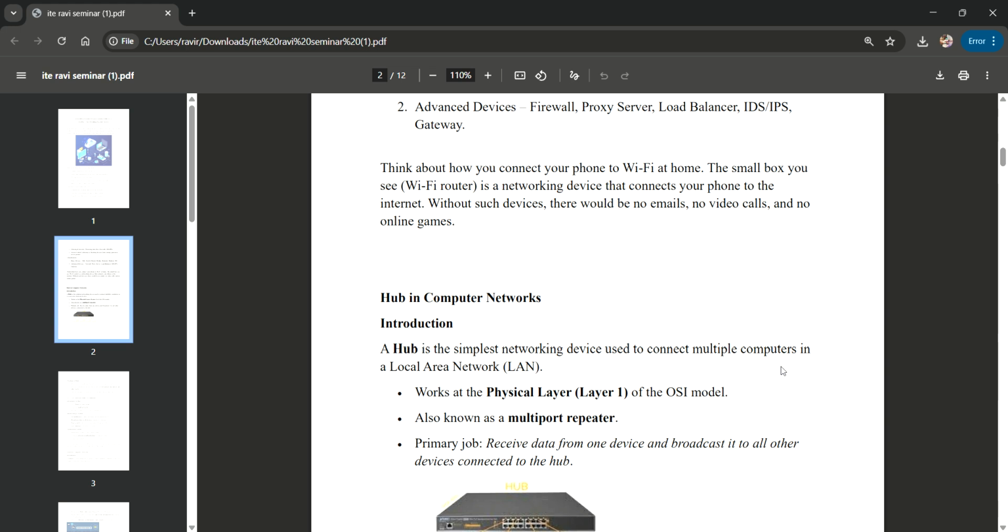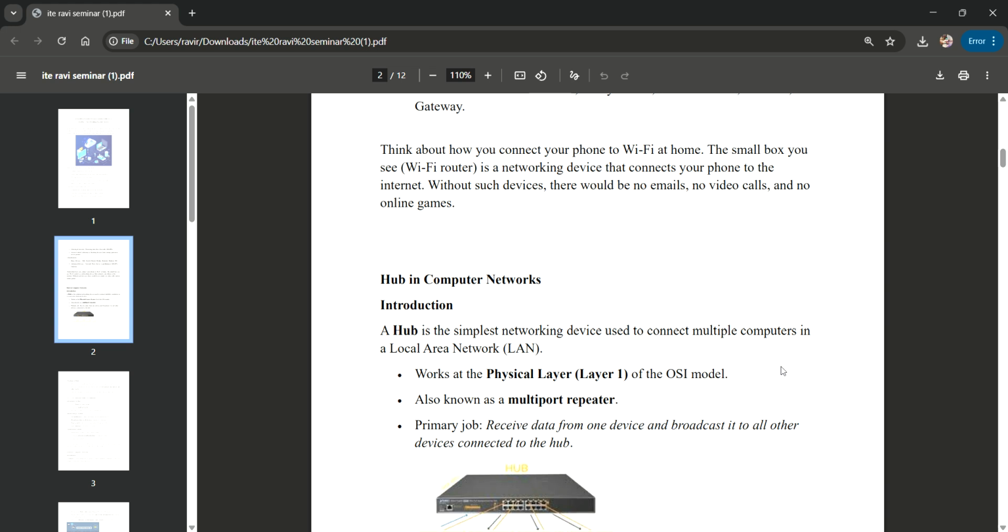Okay. So, coming to the hub in computer networks, a hub is the simplest networking device which is used to connect multiple computers or nodes in a local area network, that is within a span of 10 meters. It works at the physical layer, that is the layer 1 of the OSI model. Also, it is known as the multi-port repeater.